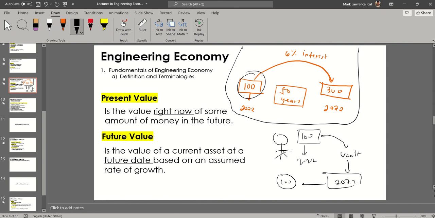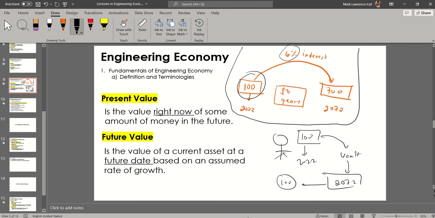O, diba? Now, ask yourself, saan ba dapat dyan ang ginawa mo? You put in your 100 pesos somewhere that's going to give you 6% interest for 50 years, or itinago mo sa vault. Where do you think is a better option? So, everyone is going to say 300 pesos, right?